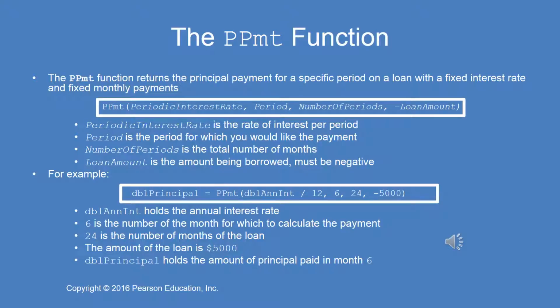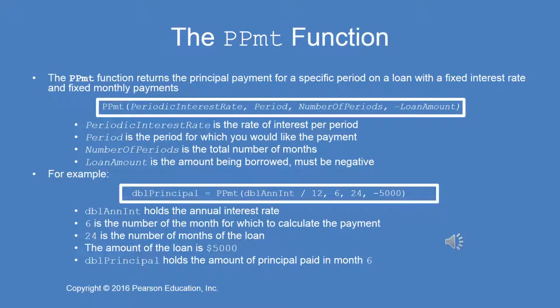PPayment, or PPMT, returns the principal payment for a specific period on a loan. And there's its syntax: PPayment, periodic interest rate, the period, the number of periods, and then the loan amount as a negative value. And so very similar syntax to the other two we covered.